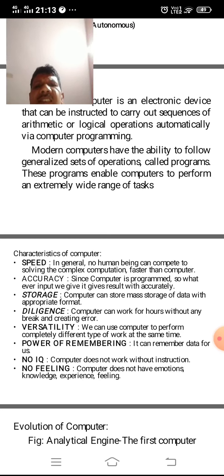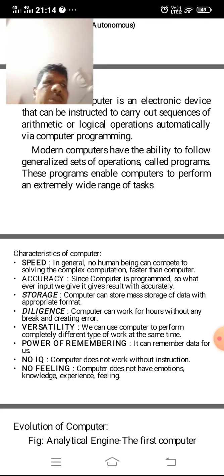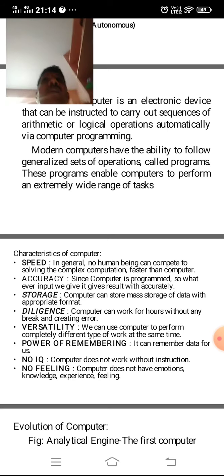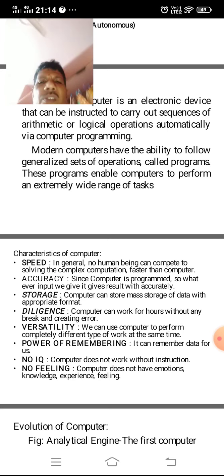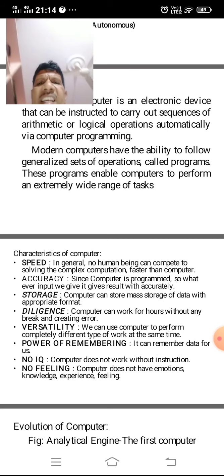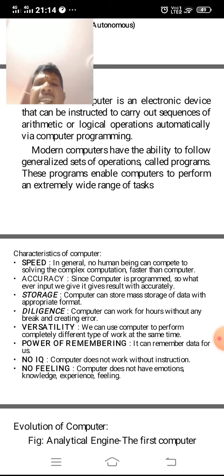Then diligence. That means computers can work for hours without any break and without creating errors. Generally, persons can work for more than 3 or 4 hours, even 8 hours, but then the chances of errors occurring in their work increase. But computers can process round the clock without any error and without any tiredness. That concept is called diligence.